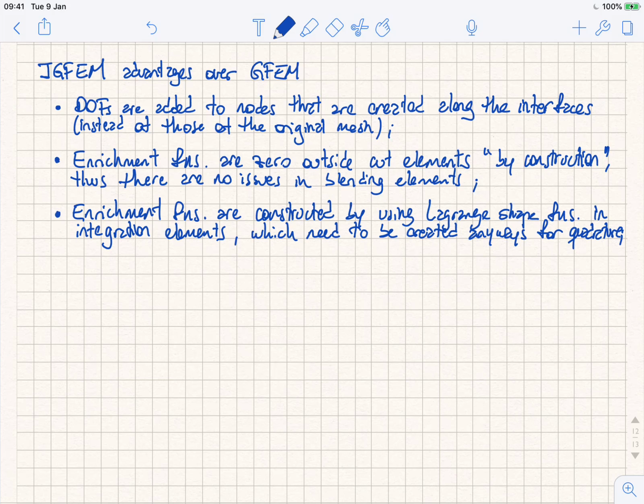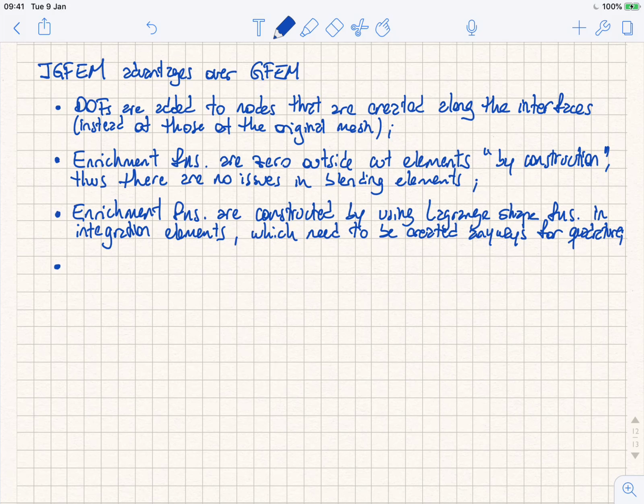So again, when we're dealing with discontinuities, we need to create this integration mesh, if you will, right? We need to create these integration subdomains. And in IGFEM, we do not only use those integration elements for integration, we also use them to help us construct the enrichment functions for the method. Okay?